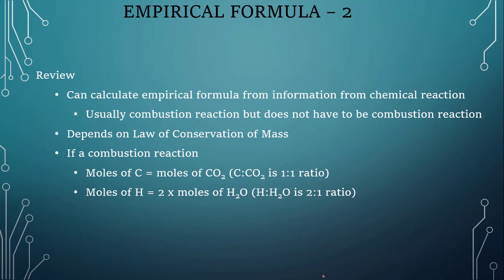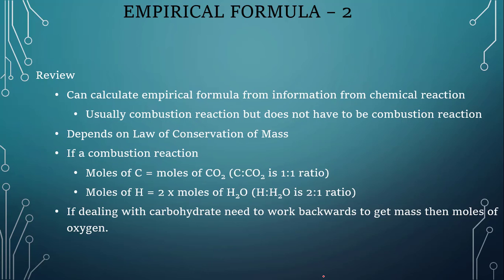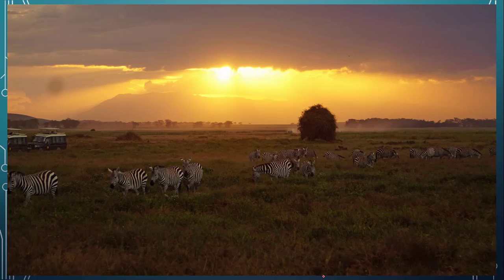The moles of hydrogen is equal to twice the number of moles of water because the ratio of hydrogen atoms to water molecules is 2:1. And if you're dealing with a carbohydrate or something that's not just two elements, you may need to work backwards to get the mass and then convert to moles. And that takes care of how to calculate empirical formulas. In the next video, we're going to go up the next step to actually figure out what the molecular formula is for a compound.